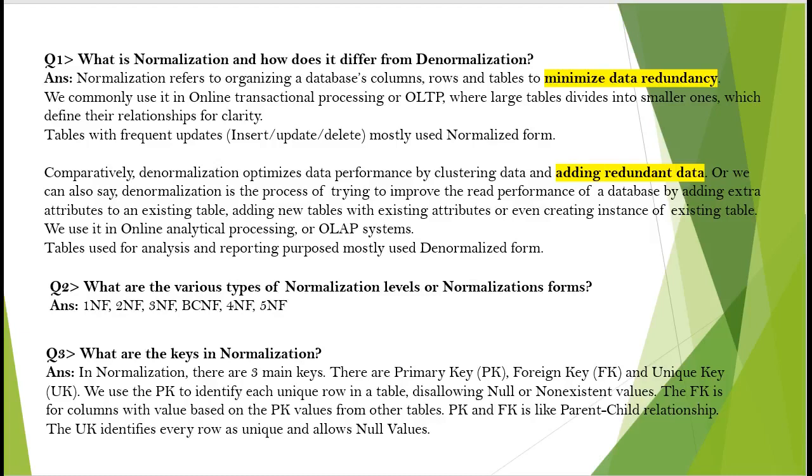Now let's move to the second question. What are the various types of normalization levels or normalization forms? So we have 1NF, 2NF, 3NF, BCNF, 4NF and 5NF. The third question. What are the keys in normalization?